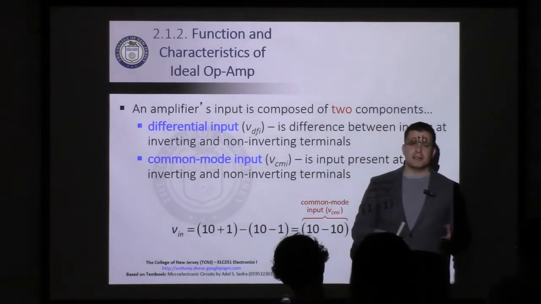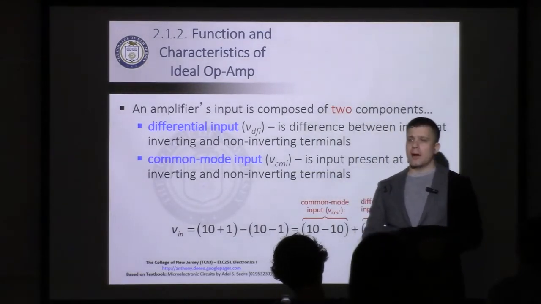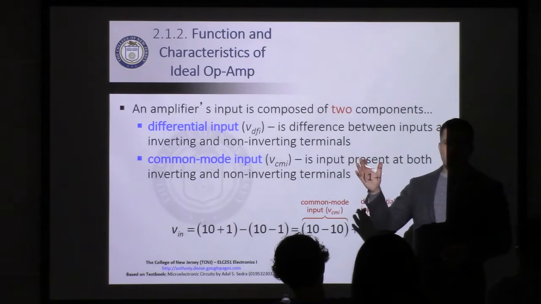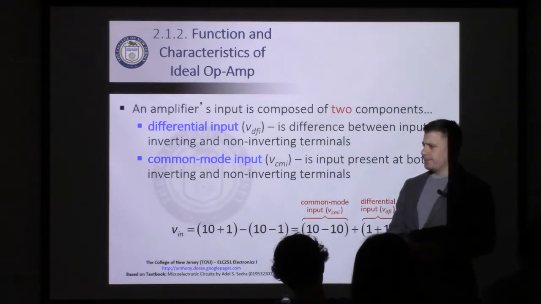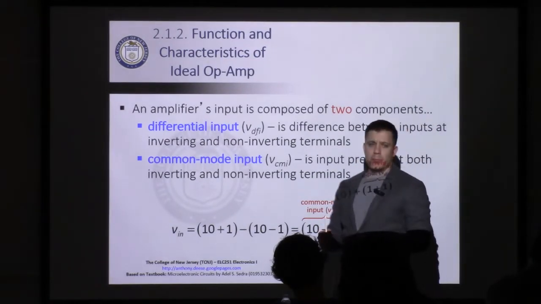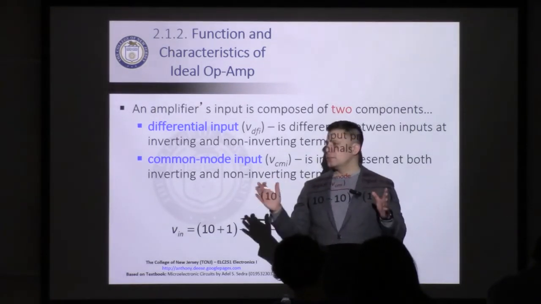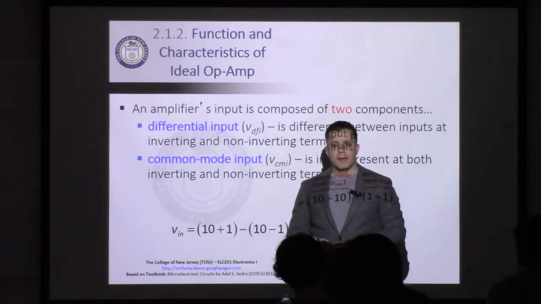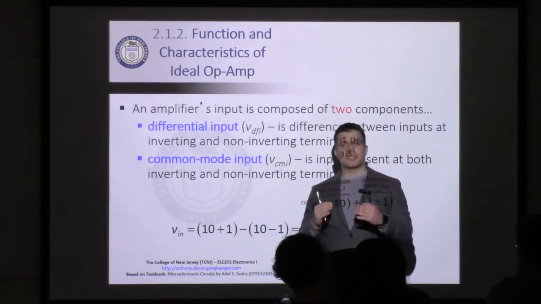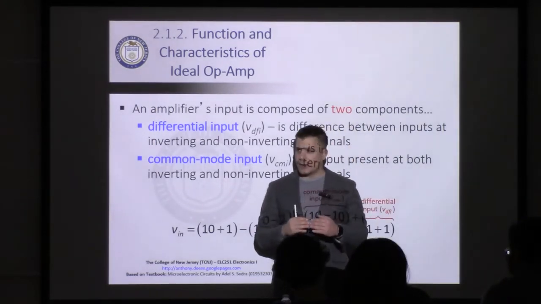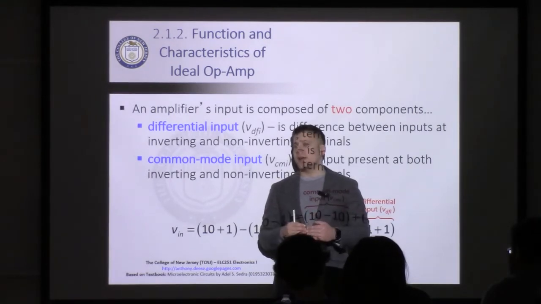So let's say you have an input of 10.1 and 9.9. The differential input is going to be 0.2, 10.1 minus 9.9, 0.2. The common mode input is going to be that which is common to both of them, or the average. So the common mode input will be 10.